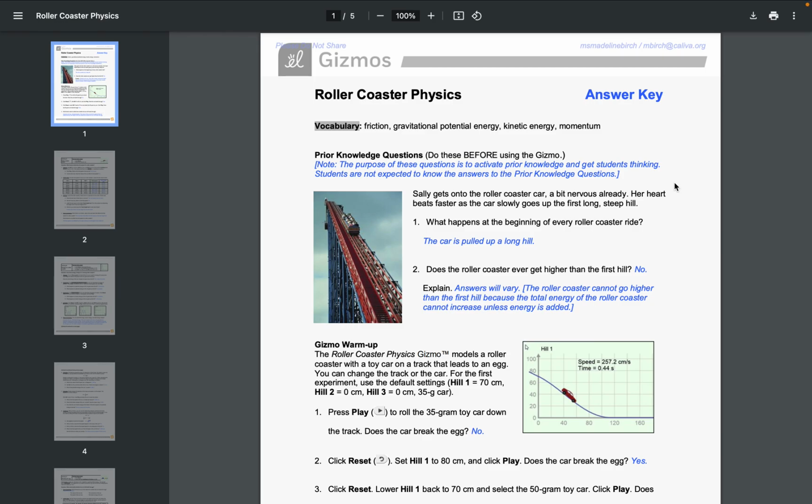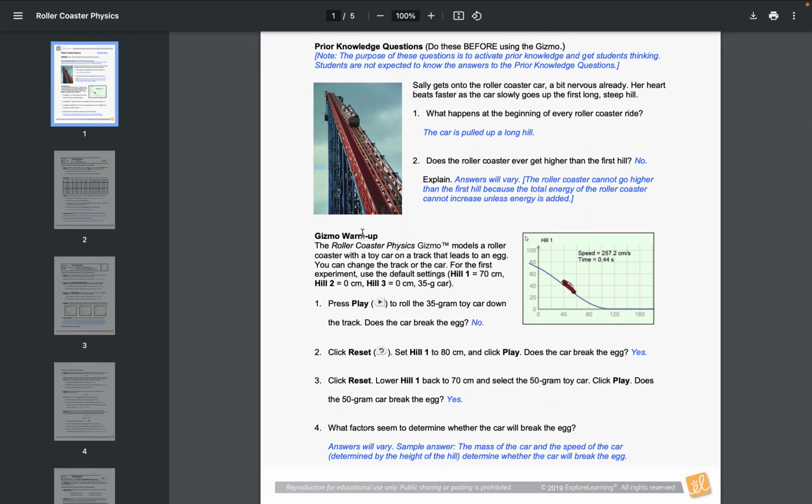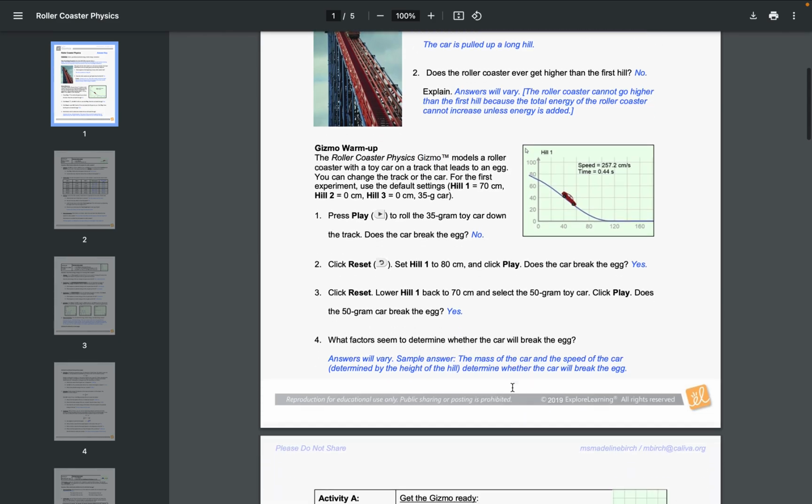Let's go over your roller coaster physics lab. For the prior knowledge questions, I included those answers on your ClassKick. You should have already gone over them as well as the warm up, okay? Those are expected for you to have already read through and understand.